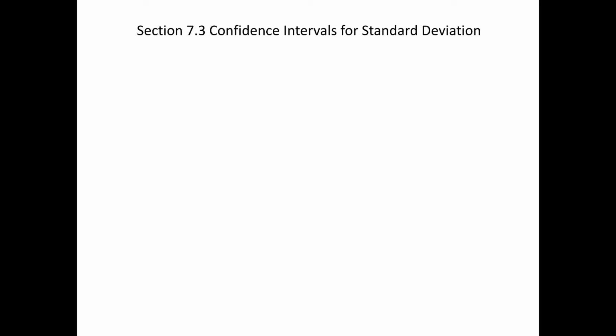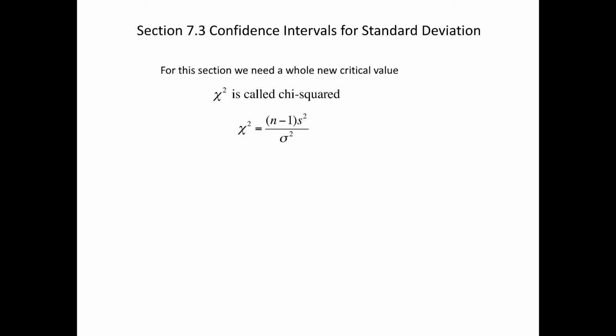And here we go with section 7.3, confidence intervals for standard deviation. Well, for standard deviation, we need a whole new critical value. Ta-da! Here's chi-squared. The CHI is pronounced chi, and it's like a little curly x, which is then squared. So chi-squared, and here's the formula for it.